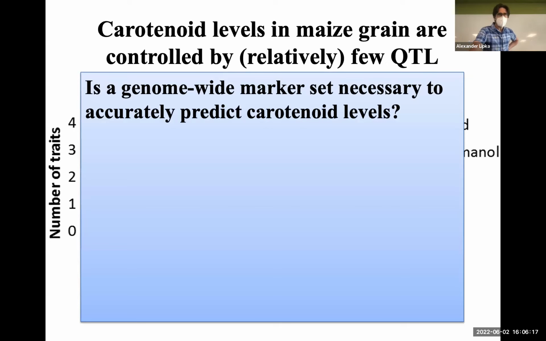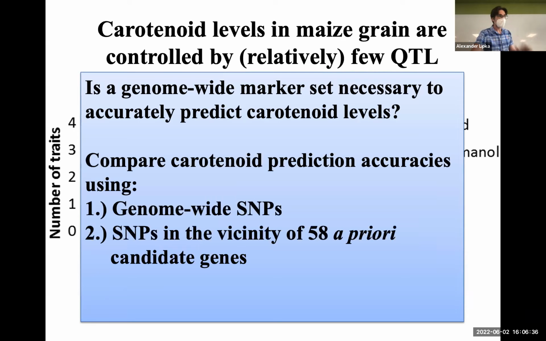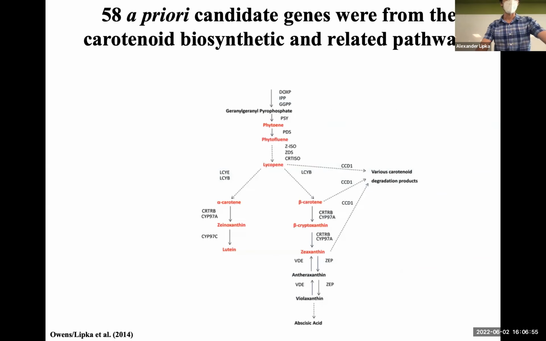So the question I'm going to ask is, is it really necessary to use a genome-wide set of markers if these carotenoid traits are controlled by a smaller number of genes? So what we did was we compared our prediction accuracies using a genome-wide set of markers, SNPs that are in the vicinity of 58 a priori candidate genes, okay? And we already looked at these in the pathway level analysis, and then a really laser focused subset of SNPs in the vicinity of 8 a priori QTL identified in prior studies.